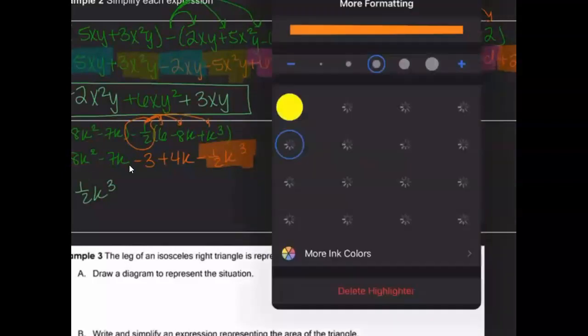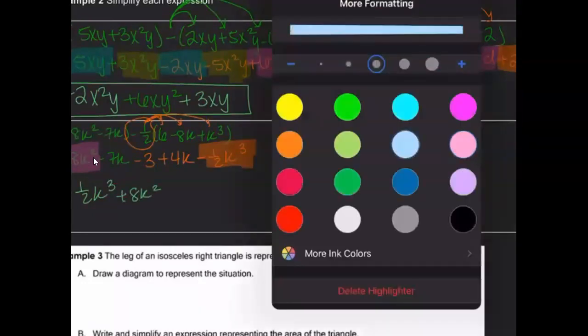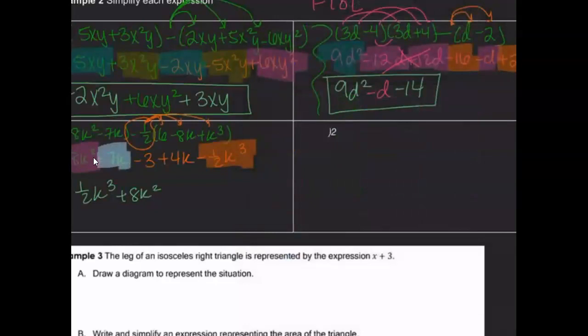Oops, thought I changed the color. And we can see that there's no other k that has a k squared, so that one's also going to stay the same, plus 8k squared. I see I have a minus 7k and a plus 4k, so there's two things I can combine here. So negative 7 plus 4 is negative 3, so I'm going to have a negative 3k.